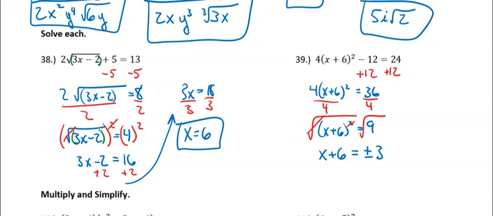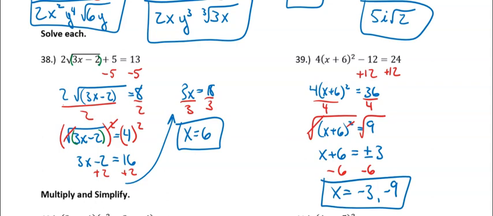And now I'm going to subtract that 6 from each side. And really, this means two things. When I look at this, I have a positive 3 minus 6, and then I have a negative 3 minus 6. So positive 3 minus 6 is negative 3. Negative 3 minus 6 is a negative 9. And those are my two answers. I could plug each of those back in, and they'll both work. Okay?